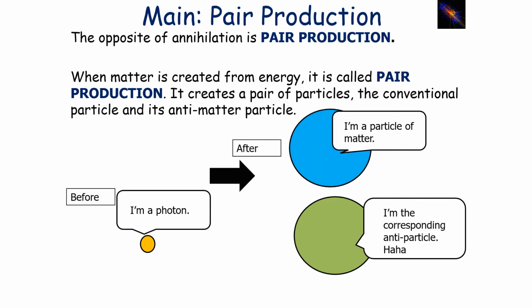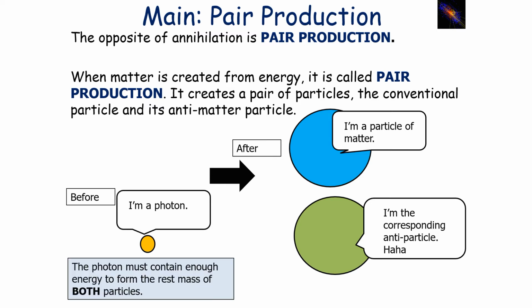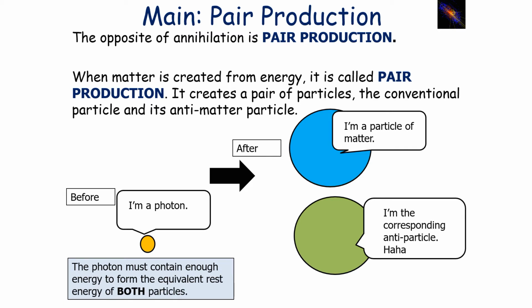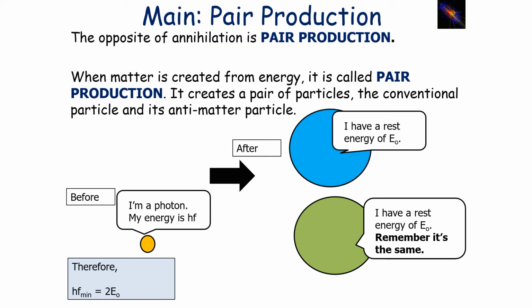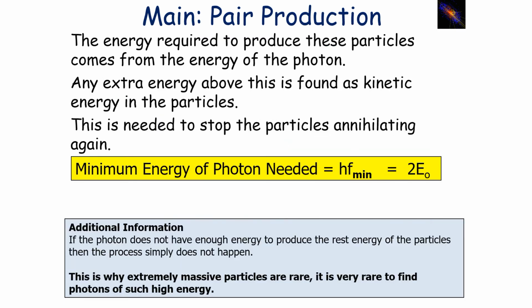Now the opposite of annihilation is pair production. That's when matter is created from energy, so it creates a pair of particles, the conventional particle and its antimatter particle. So the photon itself must have enough energy to form the rest mass of both particles. So they must contain enough energy to form the equivalent rest mass of both the particle and the antiparticle. Now because the photon has an energy of hf and the particle and antiparticle have an energy each of E0, we can therefore say that hf equals 2E0.